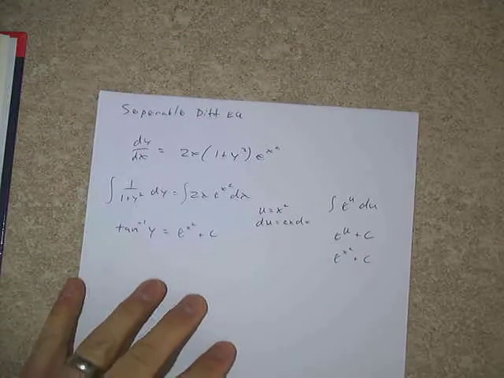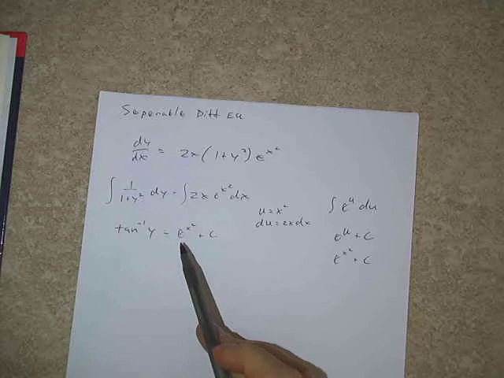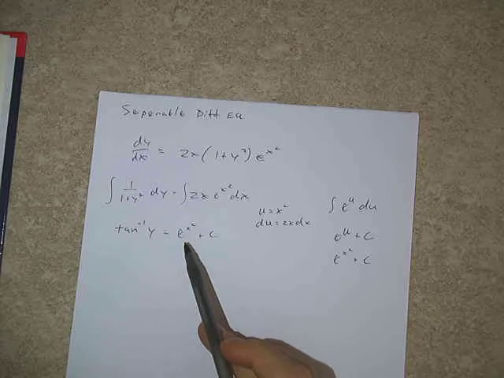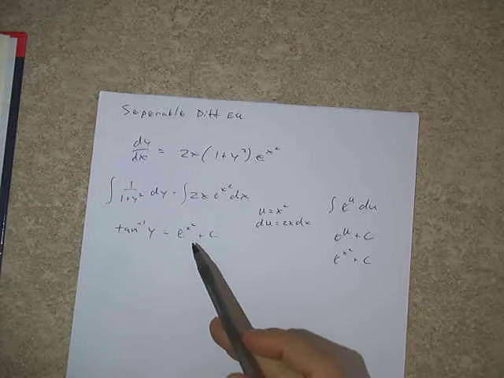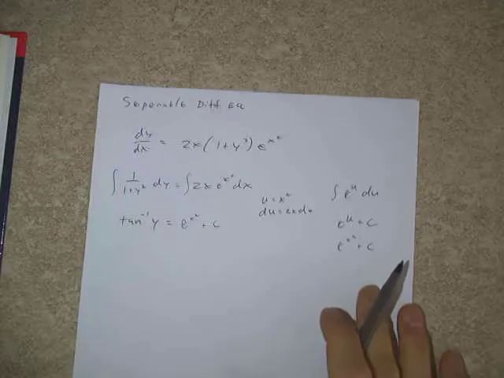I would have that. And again, if you don't believe it, differentiate this. What would the derivative of e to the x squared be? It'd be itself, e to the x squared, times the derivative of the argument, which would be 2x. So wouldn't the derivative of this be 2x times e to the x squared? Exactly what we expected.